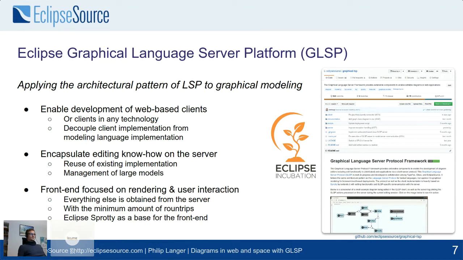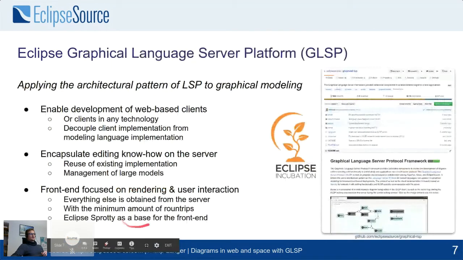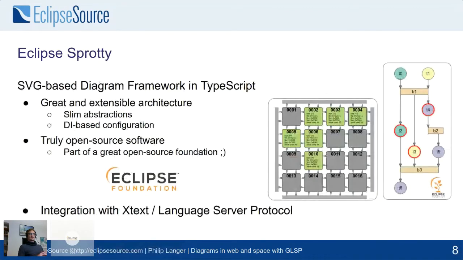One thing that we found in thinking about this graphical language server platform is another project which is called Eclipse Sprotty, also in the Eclipse Foundation. And Eclipse Sprotty is basically an SVG diagram framework written in TypeScript that perfectly fits the requirements of implementing client-side diagram rendering. So for the client part, we reuse Sprotty a lot. And the reason is that it has a really great and extensible architecture. So it's very slim abstractions. It's based on dependency injection.